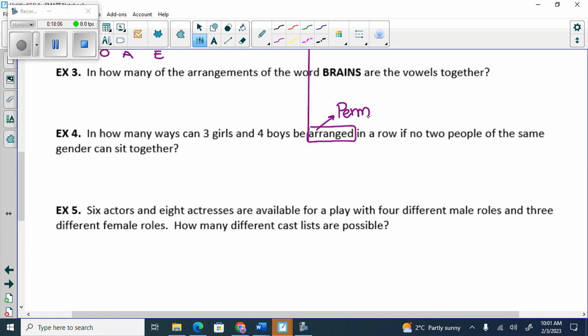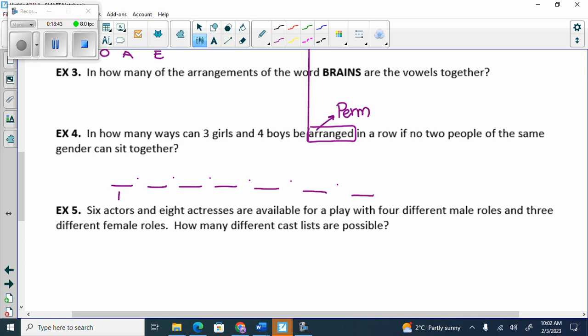Also, you're putting people in seats, so you're arranging them in a specific order. Okay? So we have 7 seats: first seat, second seat, third, fourth, fifth, sixth, seventh. How can I do it so that no girls and boys sit together? Go boy, girl, boy, girl, boy, girl, boy. Start with the boy. Then you'll never double up, right? Because there's 4 and 3. There's one more boy than girl.